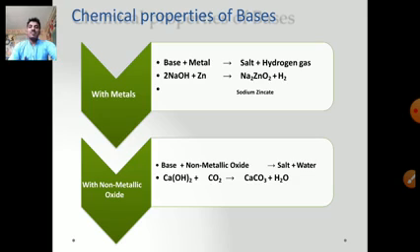And next one is the bases plus non-metallic oxide. For example, Ca(OH)2 reacts with CO2, it is converted into calcium carbonate, CaCO3 plus H2O.